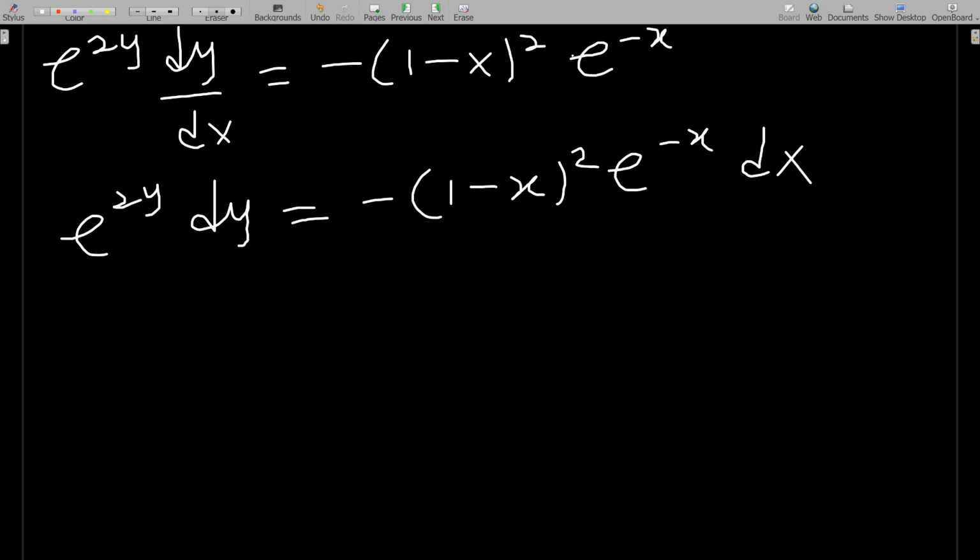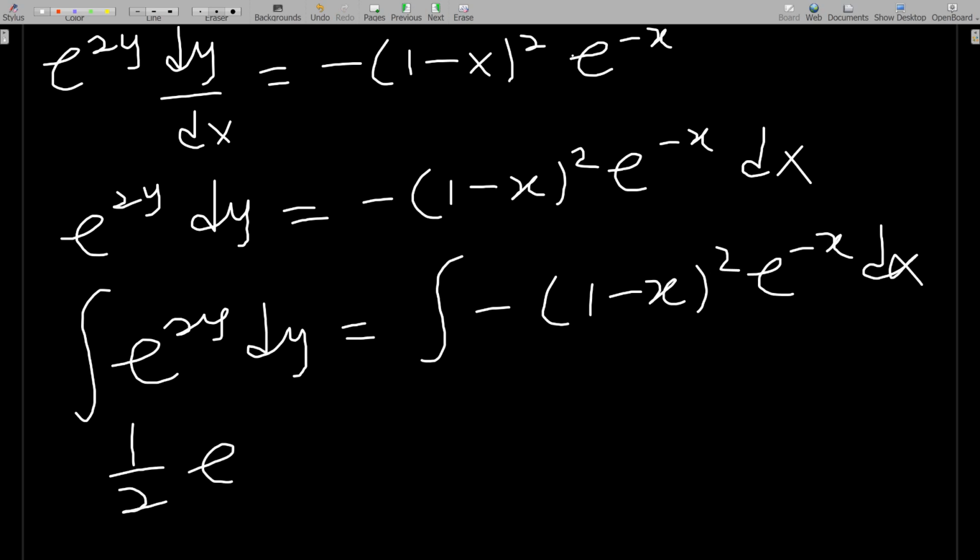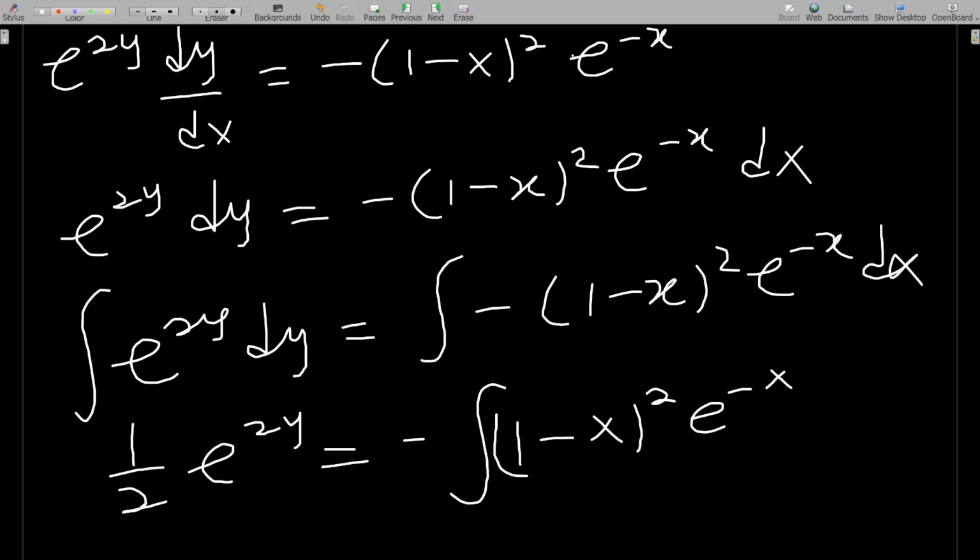What you do again is just integrate. So integrate e^(2y) dy equals the integral of minus (1 minus x) all squared e^(-x) dx. When you integrate the left side of the equation, you have 1/2 e^(2y) equals minus the integral of (1 minus x) all squared e^(-x) dx.